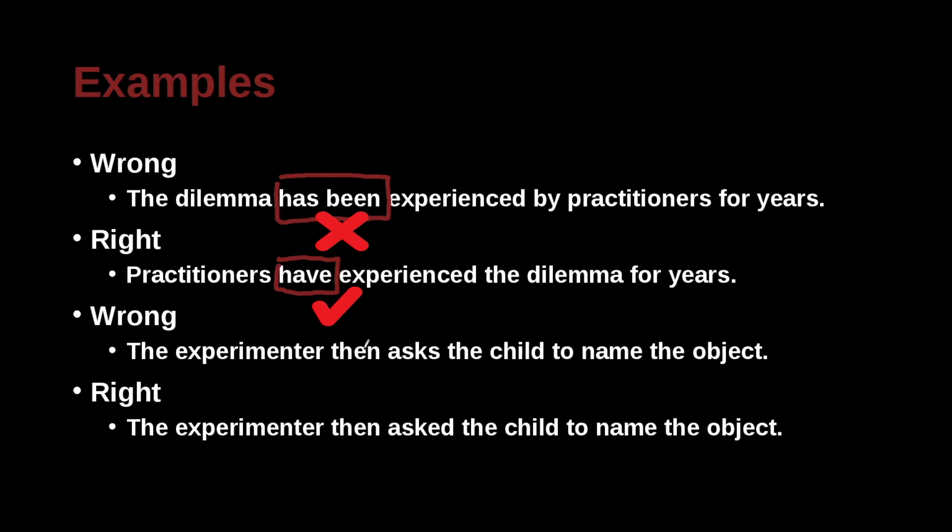The experimenter then asks the child to name the object. The experimenter then asked the child to name the object. So in this case, we're using the present tense, that the experimenter is doing something, and here we have the past tense. The experimenter then asked. Well, this is the present tense, so we're actually making it in the past at that time, but using this asks.